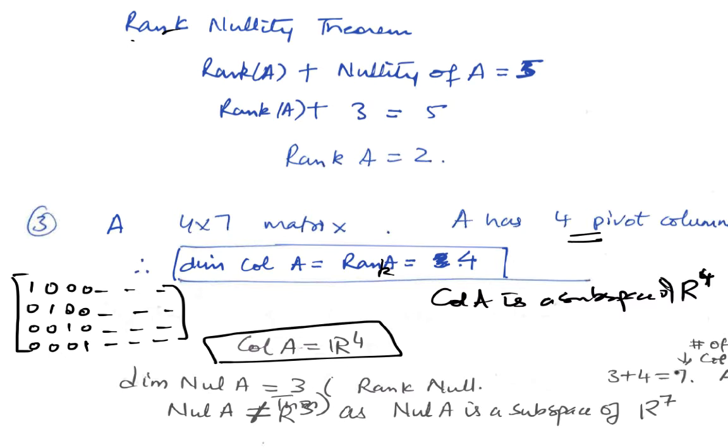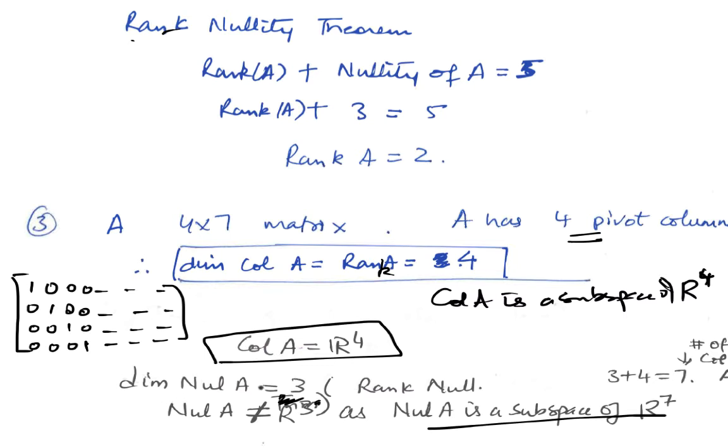Okay, so by the rank nullity theorem, what would be the dimension of the null space of A? It would be 3, because the total number of columns is 7, the rank of A is 4, and 7 minus 4 is 3. And notice, what is the null space? It is a subspace of R7.